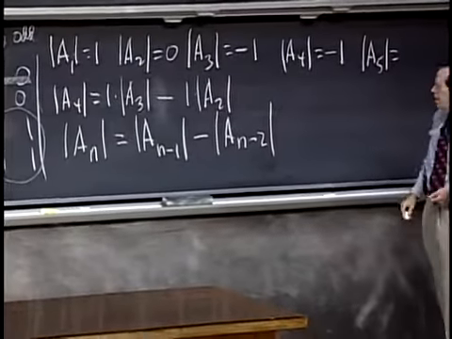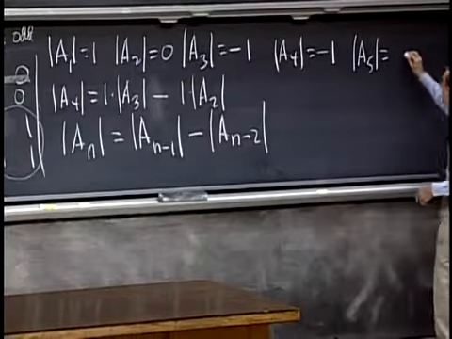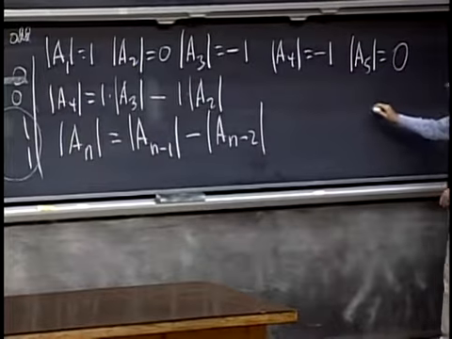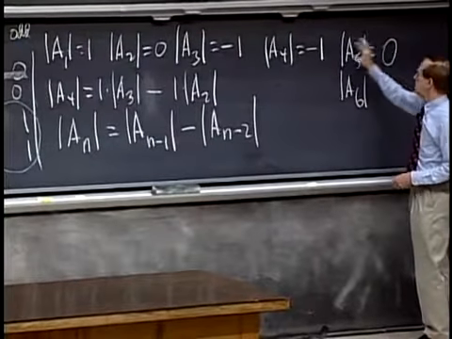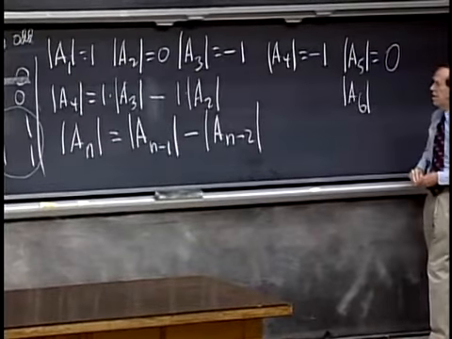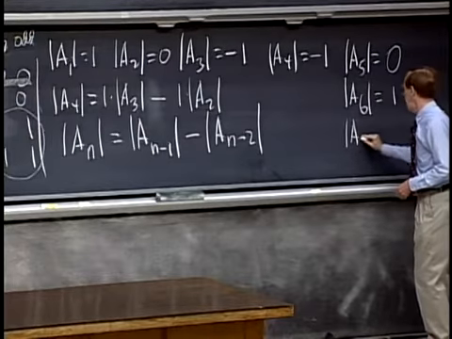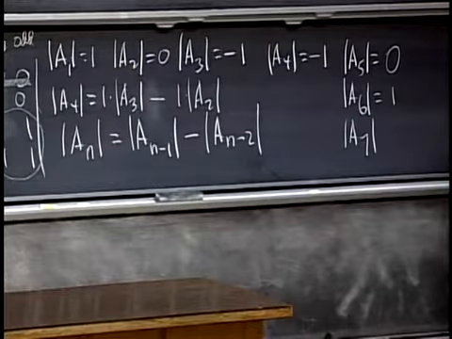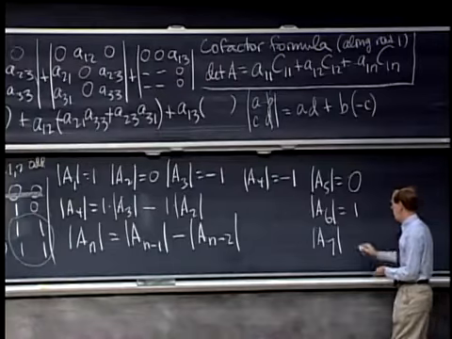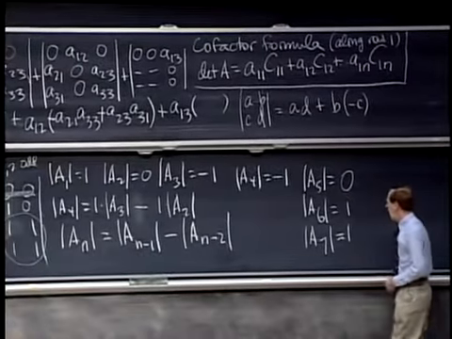A5. A5 is this minus this, so it is 0. What's A6? A6 is this minus this, which is 1. What's A7? I'm going to be stopped by either the time runs out or the board runs out here. Okay, A7 is this minus this, which is 1.